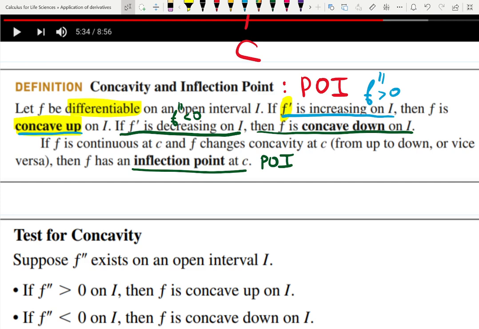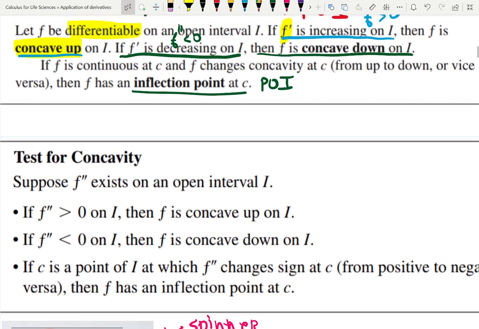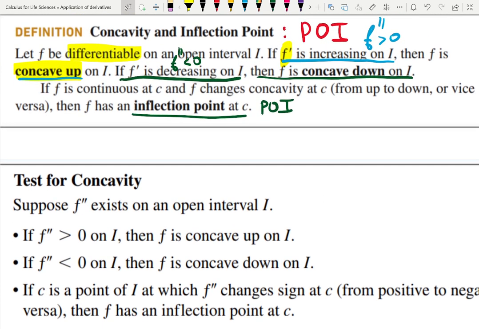So if concavity changed from plus to minus to plus, that point changed the concavity, and we call it inflection point. It inflected the concavity. Test for concavity. I'll copy this. If the second derivative is positive, then the original function is concave up. If the second derivative is negative, then the original function is concave down. And then, if it's in the domain and changes the concavity, it's an inflection point.